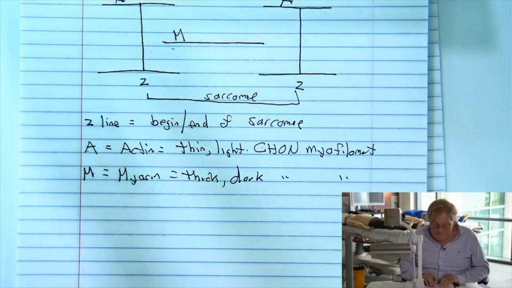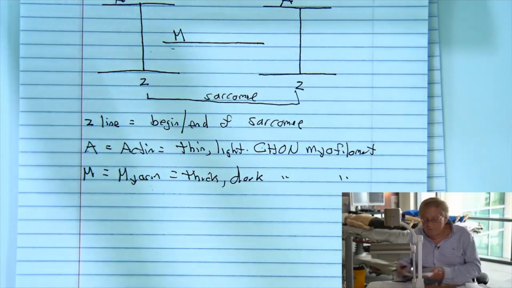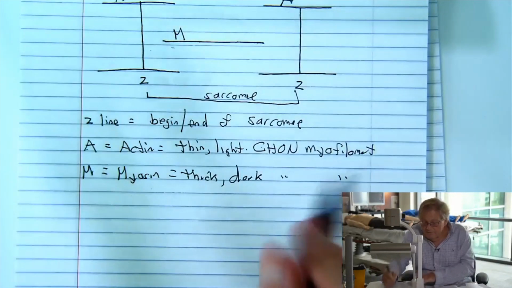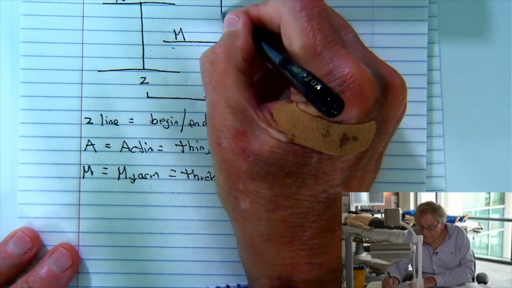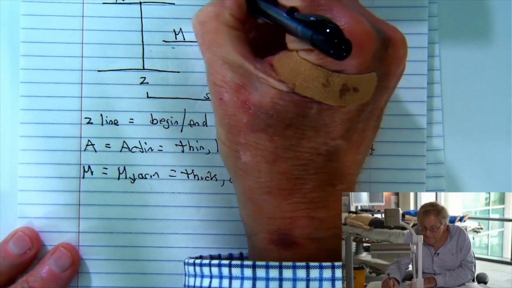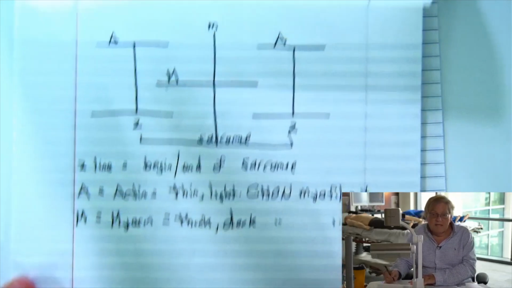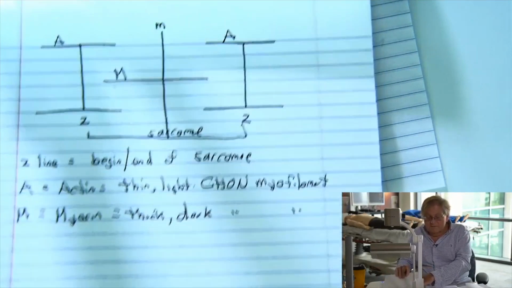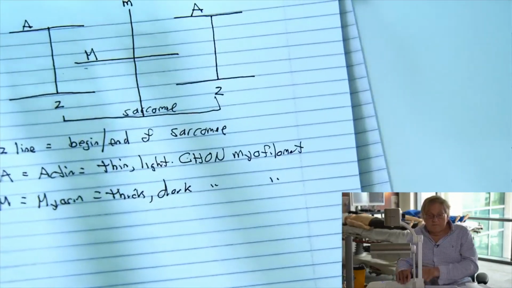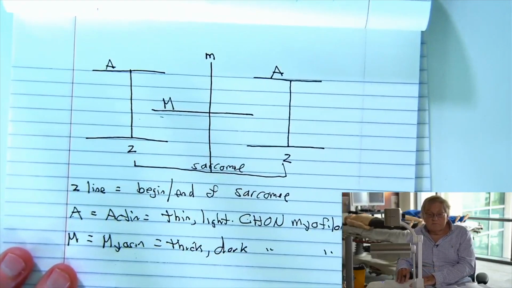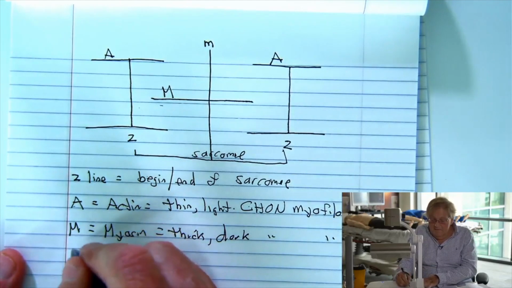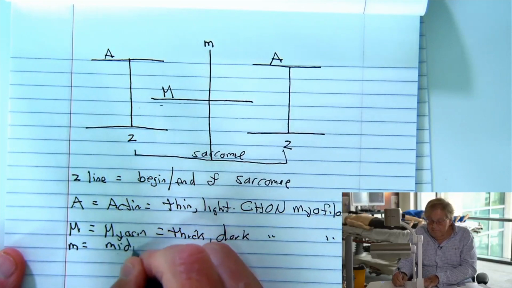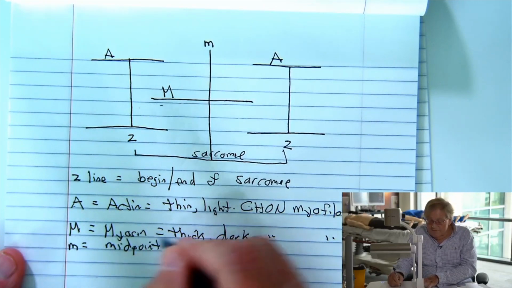And then if you notice again, looking at the diagram on page 128, you'll see that I've got a line coming down the middle. So I'm just going to really simplify this and put a lowercase m up here. Let me just fix this so you're able to see it. There we go. So that lowercase m is going to be the midpoint of the sarcomere.